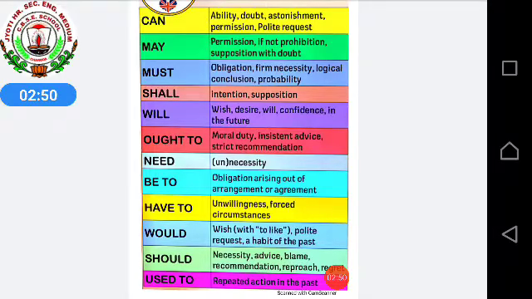As you can see, the below ones, ought to, need, be to, have to, would, we are using for wish, willingness, like, or polite request, a habit of the past. Used to, we are using for repeated action in the past. Like the action if we have already done in the past and the same thing we are repeating, at that time we are using used to. Like, I used to play cricket. That means I was playing cricket in the past and now I am not playing. I used to swim. Like that we are using used to. Understood? So now we'll be seeing the book.